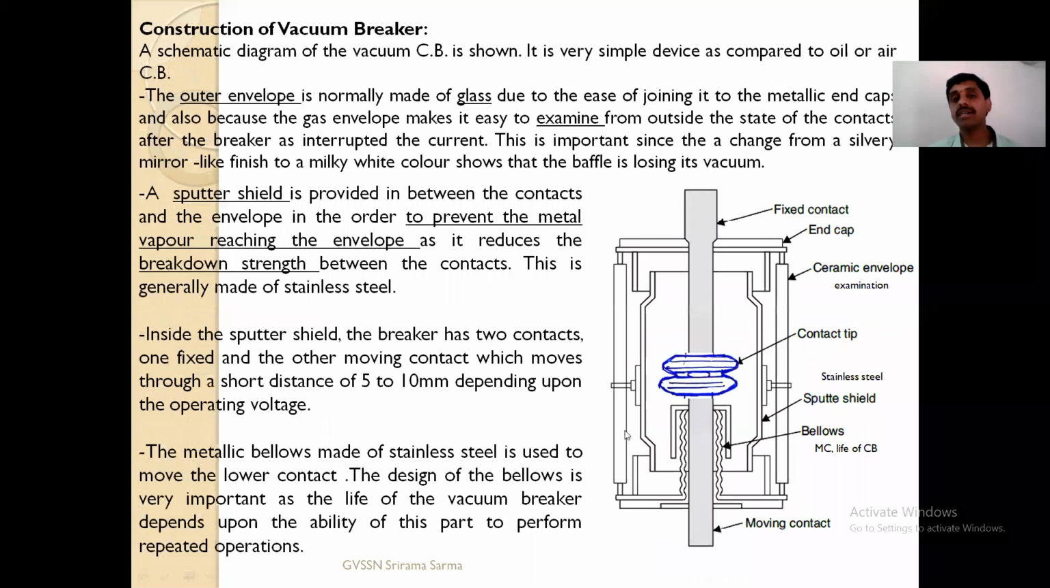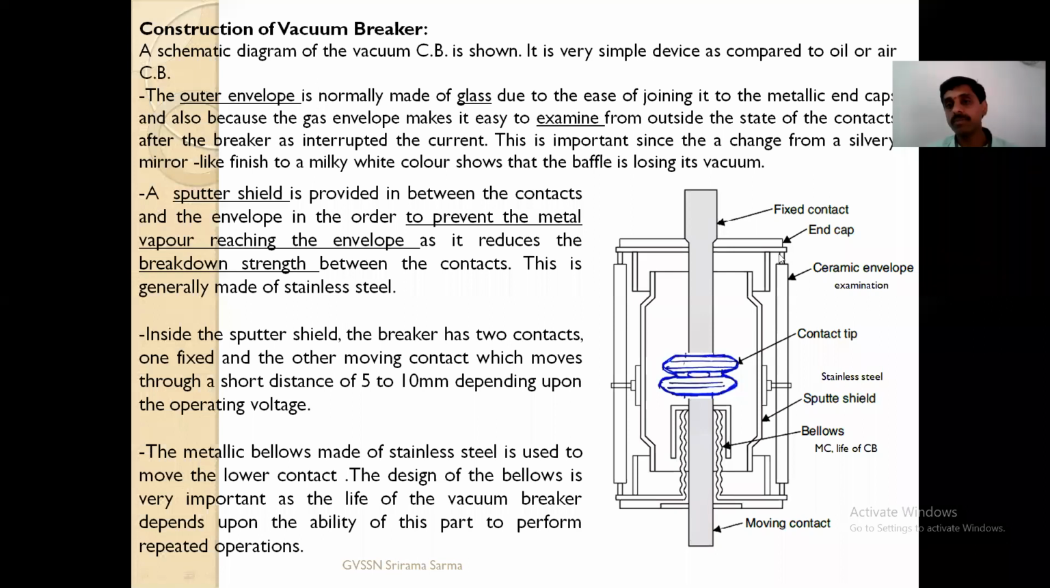Here you can see various parts. This is the fixed contact. This is the end cap. You can observe a glass jar, which has a metal cap on it. You can see through it, and you can see what is happening inside the jar. So this is a jar.